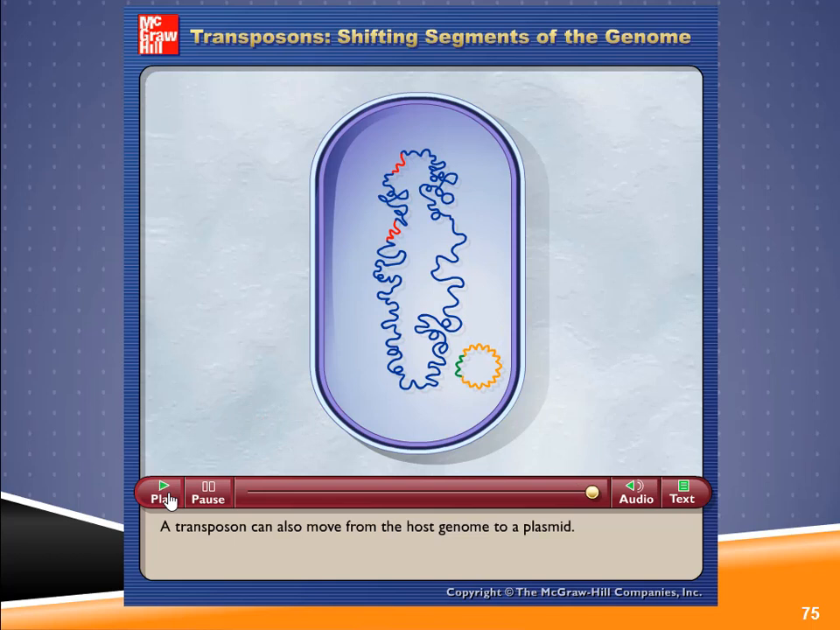Okay, so those are the 4 types of DNA recombination. You have 3 types of horizontal gene transfer, and you have transposons, which is recombination within the same chromosome. And that is it for bacterial genetics and the end of these videos.